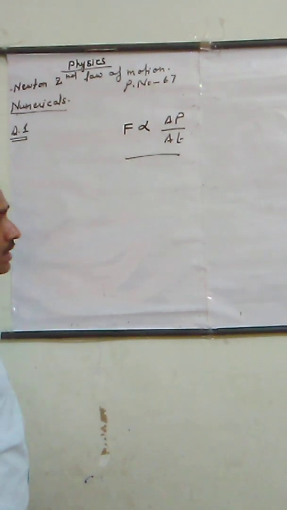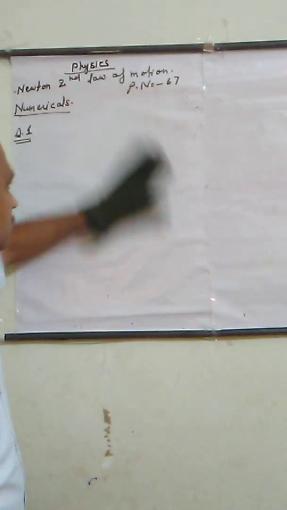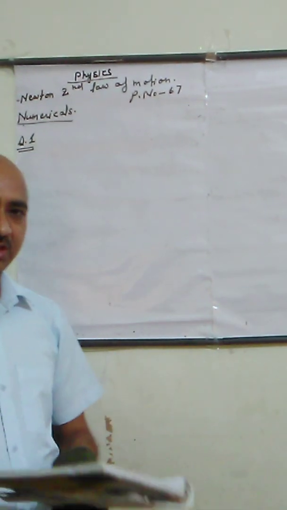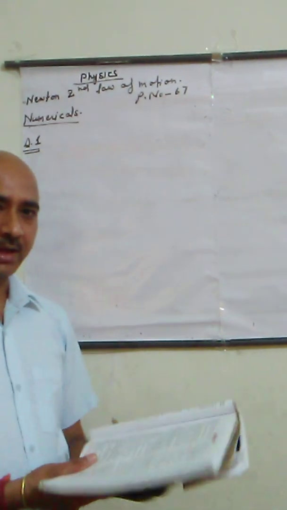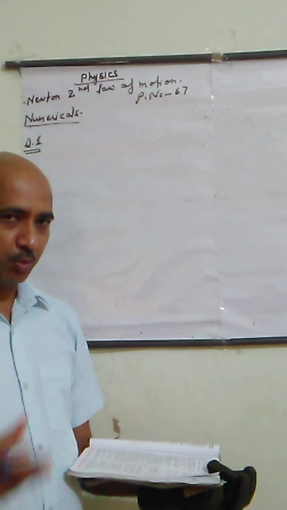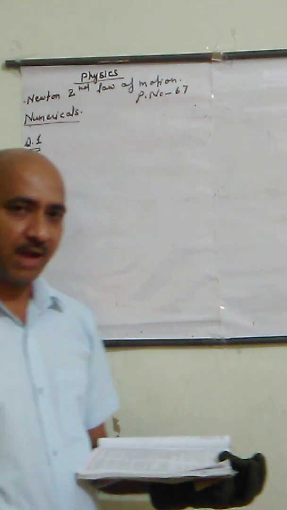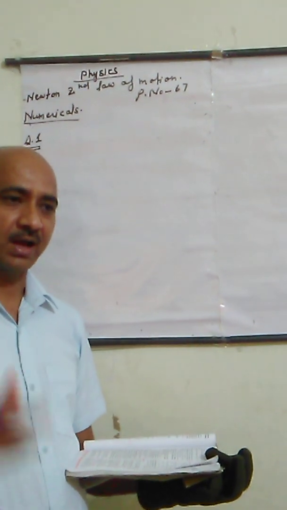Now we are doing numericals based on this law. So let us start with the numericals. Open up your books on page number 67. Open up all of you, open up your books. We are starting with the first numerical. I'm not writing the numerical here because we don't have a lot of time. I'm straight away starting with the question.